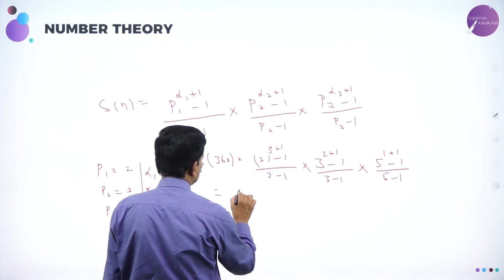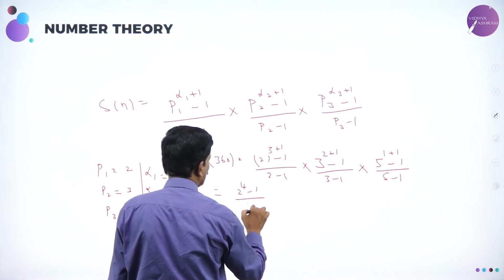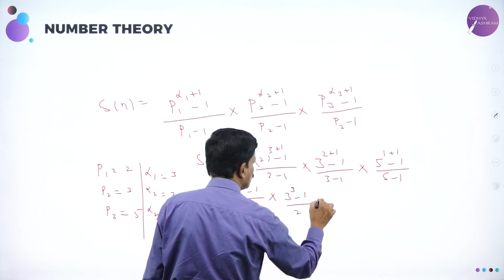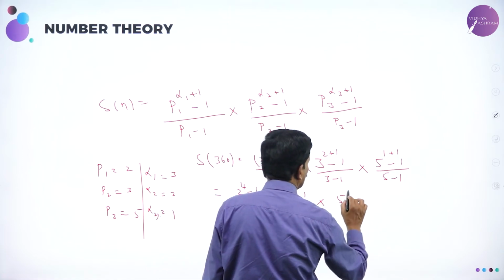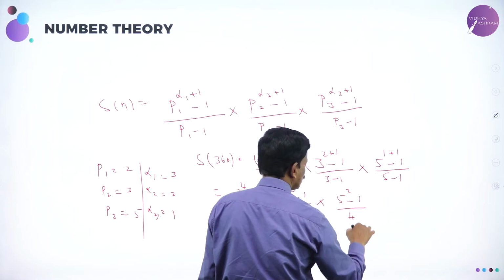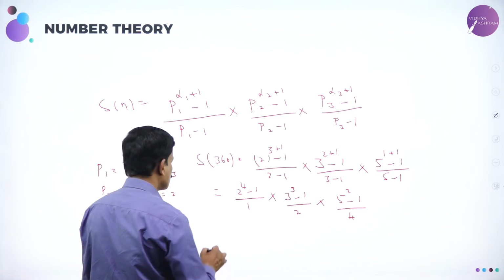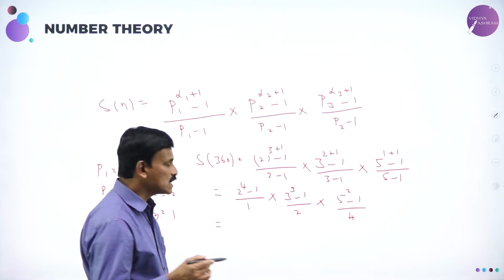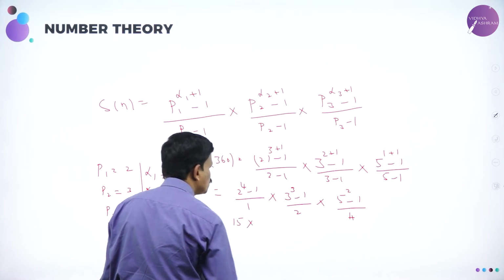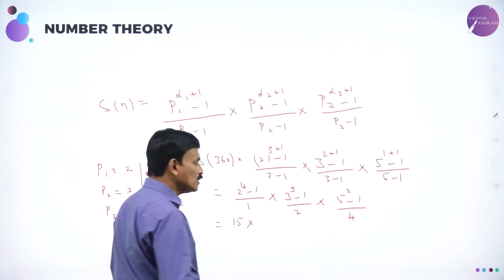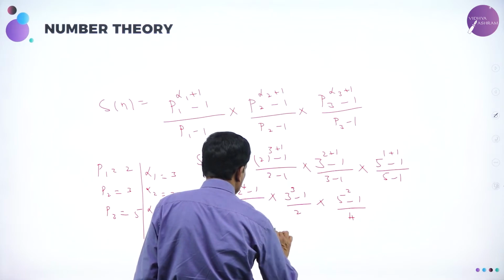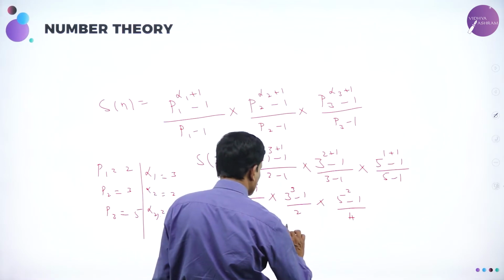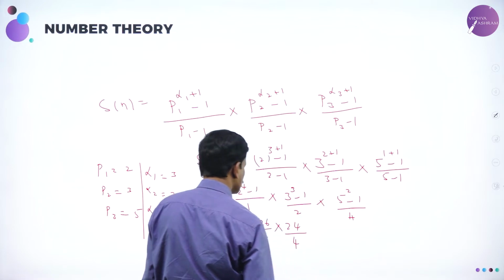Simplify this. 2 to the power of 3 plus 1 is 4, minus 1, by 1, into 3 to the power of 2 plus 1 is 3, 3 cube minus 1, by 2, into 5 to the power of 1 plus 1 is 2, 5 square divided by 5 minus 1 is 4, 5 square minus 1. Now, what is this equal to? 2 to the power of 4: 2 4s are 8, 8 2s are 16. 16 minus 1 is 15, into 3 cube, 3 3s are 9, 9 3s are 27. 27 minus 1 is 26 divided by 2, into 5 square, which is 25, minus 1 is 24, divided by 4. Simplify this.